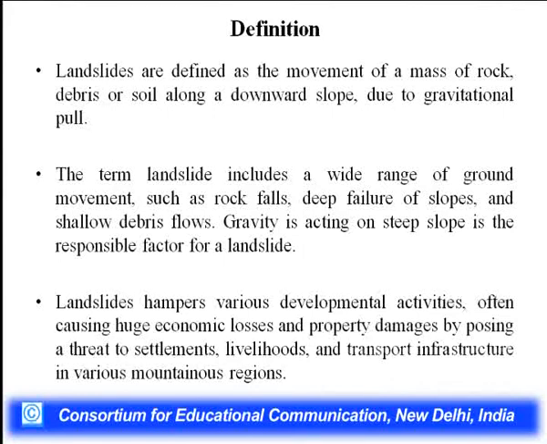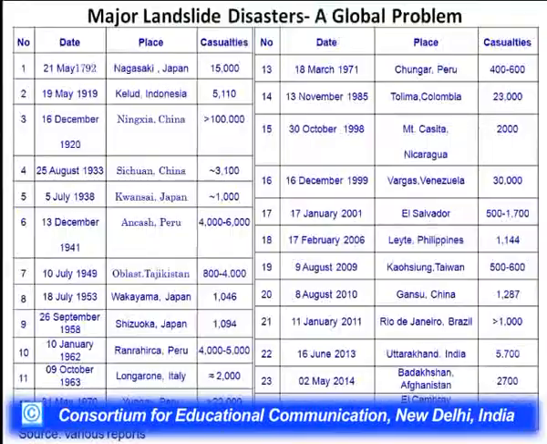Landslides hamper various developmental activities, often causing huge economic losses and poverty, and property damage by posing a threat to settlements, human habitat, livelihoods, and transport infrastructure in various mountain regions. I would like to put before you global landslide disaster data: date, place, and casualty. Now you can understand from your own perception.